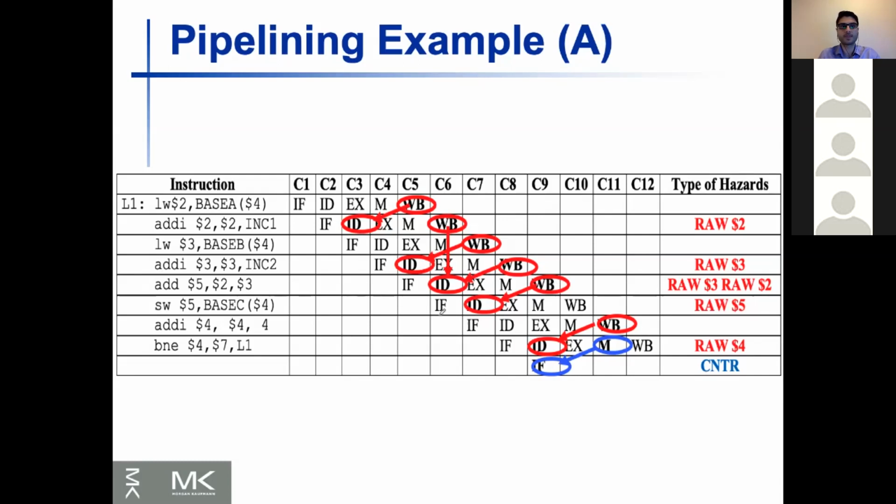Okay, how did you get the number of stalls? You just have to add them up, right? So 3 stalls for this, 3 stalls for this, 3 for this, 3 for this, 3 for this, and 3 for this. No optimizations. You just add them up. It's going to be 18.